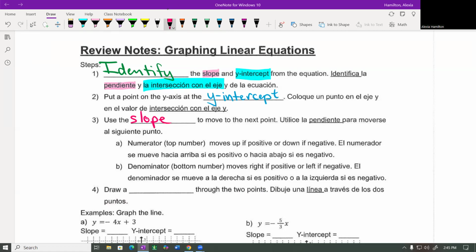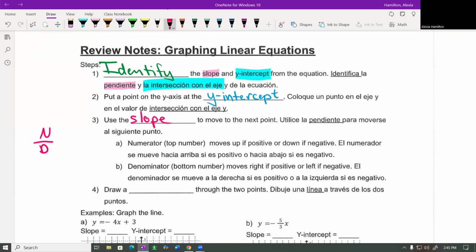So our slope should be a fraction. If it's not a fraction, we can make it a fraction. We have our numerator and our denominator for the slope. The numerator is the top number, and it tells us whether we're moving up or down. So if the numerator is positive, we're going to move up. If the numerator is negative, we move down.